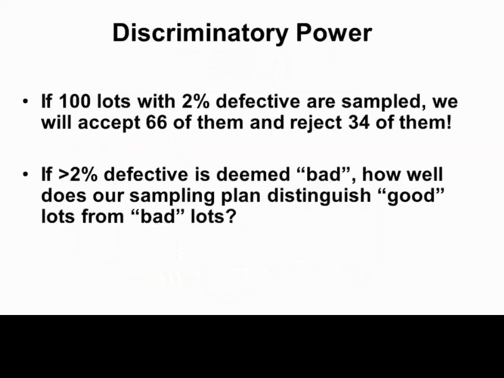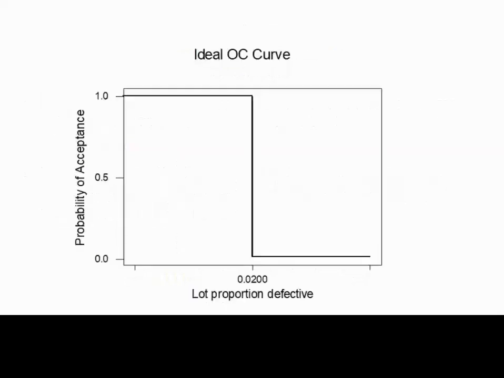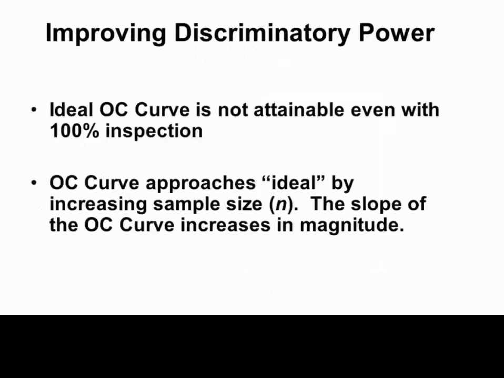This plan can't really discriminate. In fact, what we've asked for is this ideal OC curve that essentially has perfect acceptance up to our critical value, 2%, and then perfect rejection after that. So really, no plan is going to look like this. Now we can approach it by having very large sample sizes, which are not going to be realistic. But let's see how we do this. So again, this ideal OC curve is not really going to be attainable.